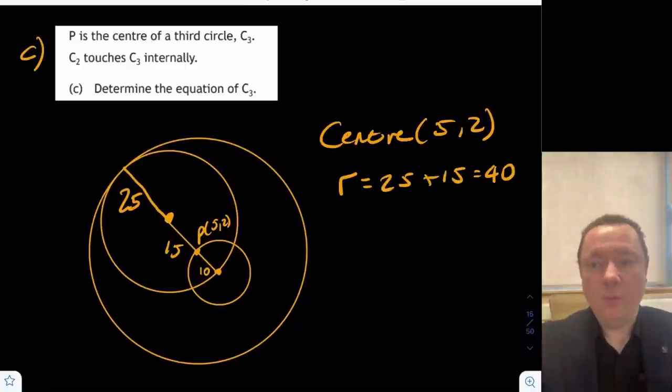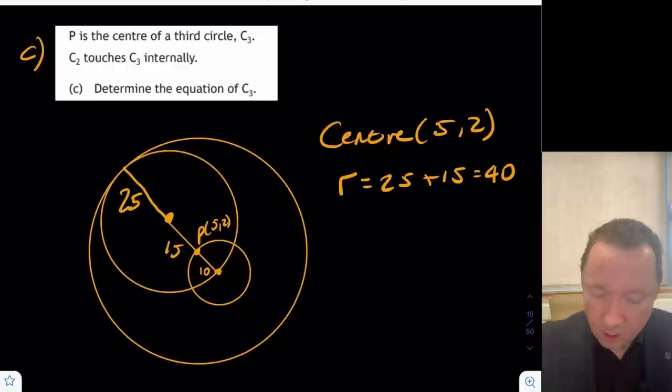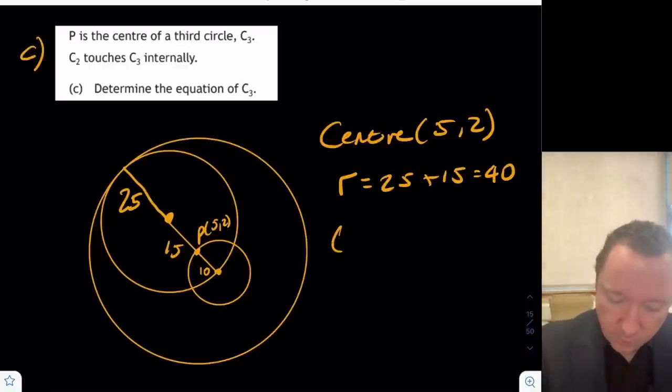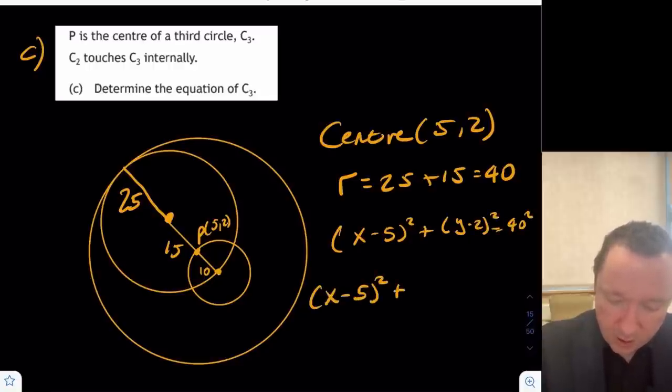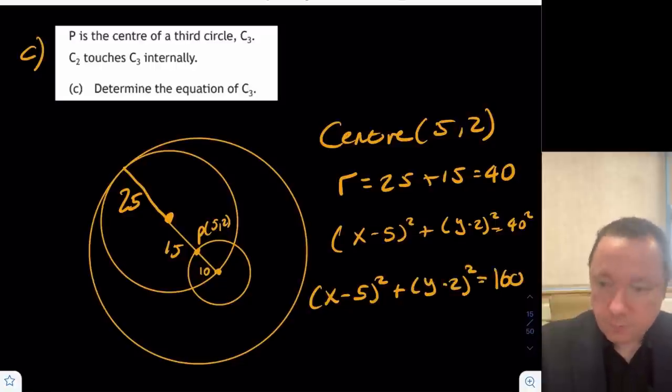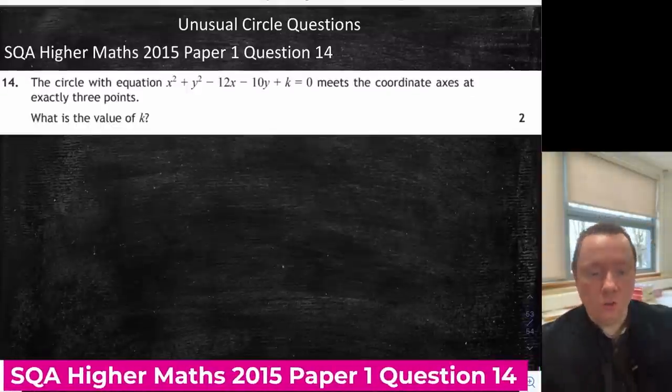So now we've got everything we need. We can just write down the equation of our circle, x minus 5 squared plus y minus 2 squared equals 40 squared. Working out 40 squared, you get x minus 5 squared plus y minus 2 squared equals 1600. And we're done.